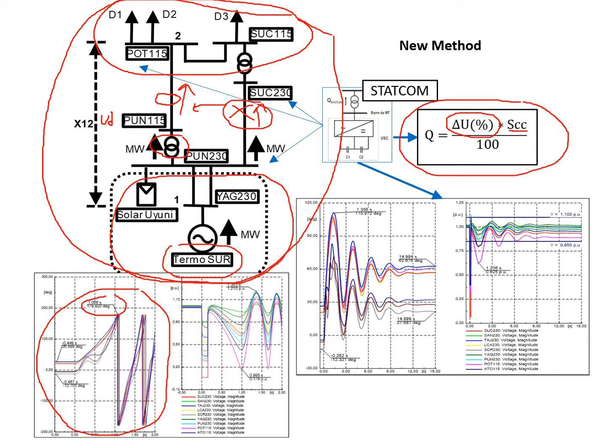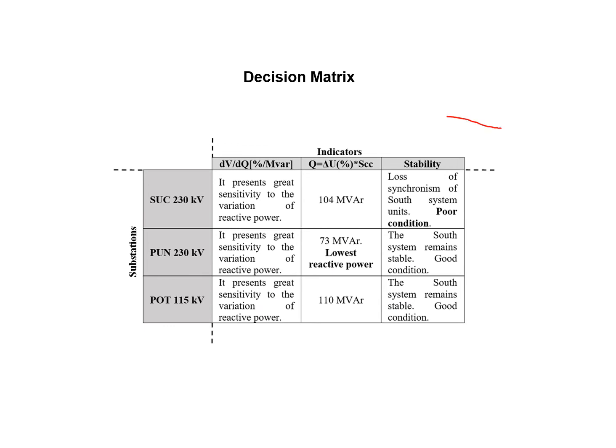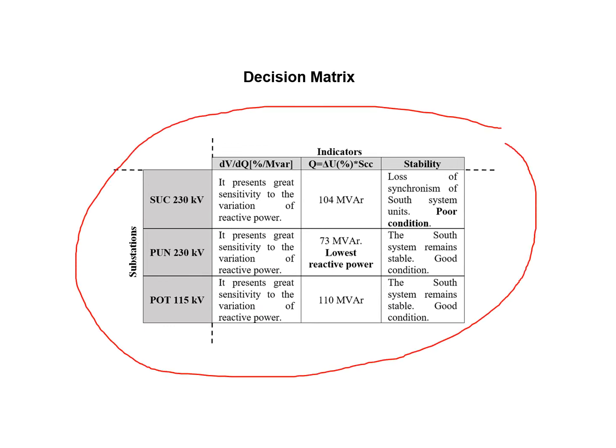To show how the methodology determines the lowest STATCOM capacity and the best substation to install this STATCOM, we will explain the decision matrix. You can see here the decision matrix. The decision matrix has two components: the substations in which the STATCOM is installed, and the indicators, the result of the indicators in each substation, which represent the stability conditions.